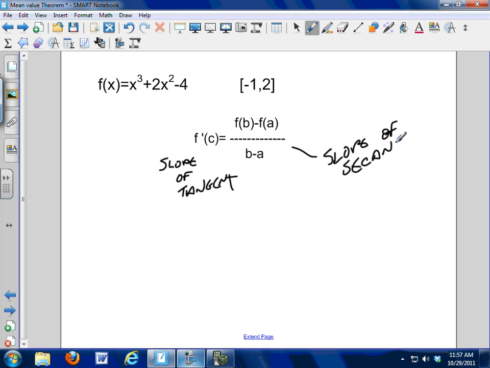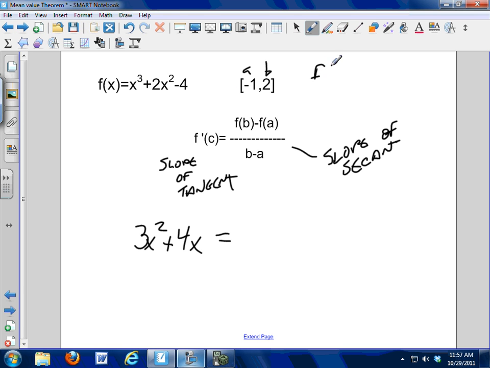Okay, slope of the tangent line, slope of the secant line. So the slope of the tangent line, the derivative, is 3x squared plus 4x. At some point, that's equal to the slope of the secant line, which is f of b minus f of a over b minus a. That's b, that's a. So we plug b into my little equation.